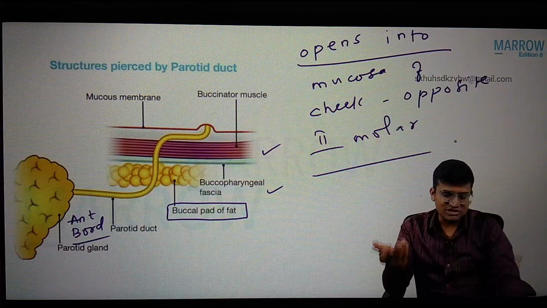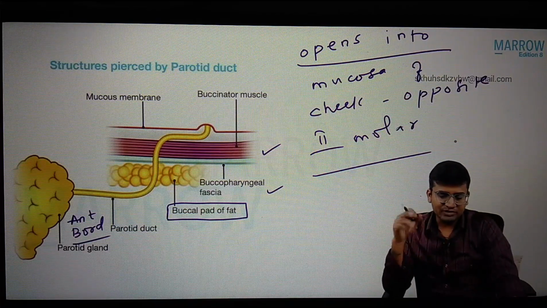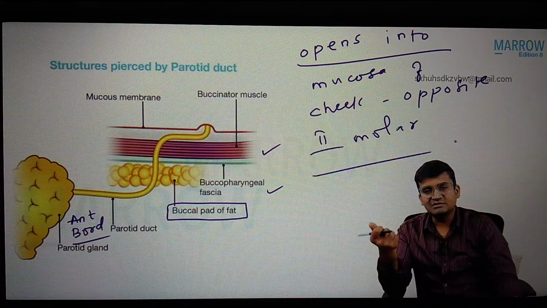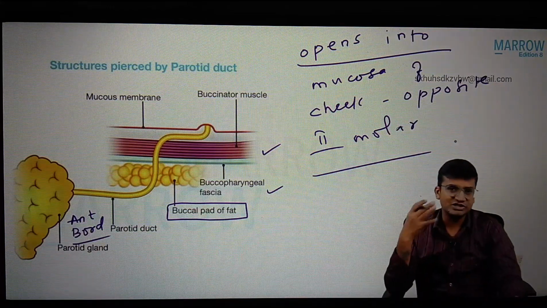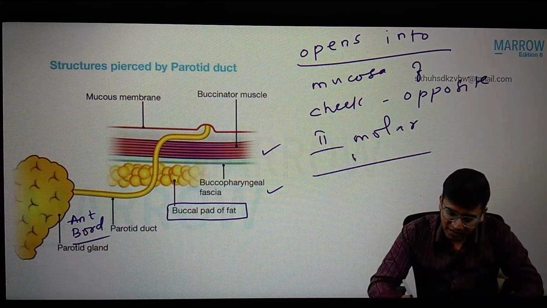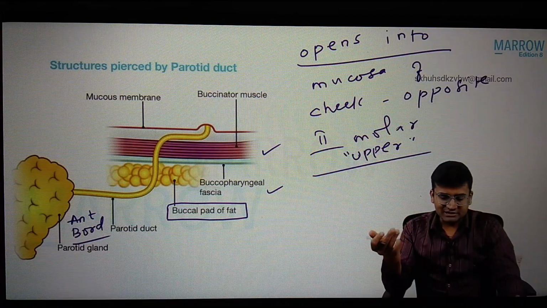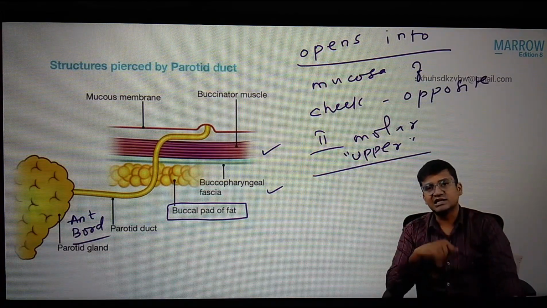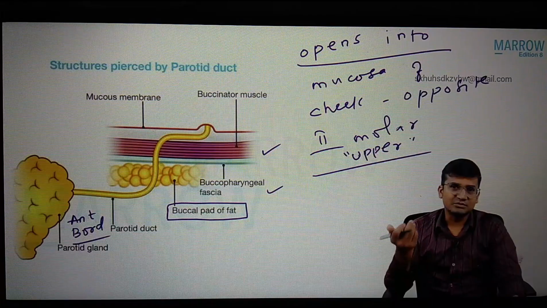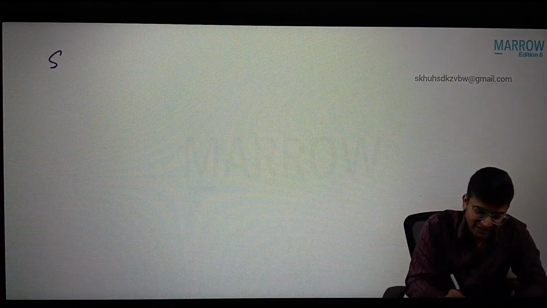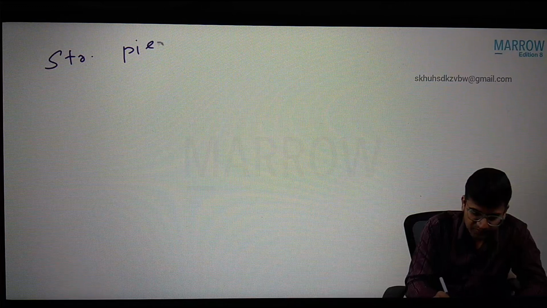Okay. Now what are structures pierced by the parotid duct? Number 1, buccal pad of fat, buccopharyngeal fascia, and the buccinator muscle, and finally it opens into the mucosa of the cheek opposite to the upper second molar tooth. Right. Now, buccinator is pierced by Stenson's duct. Now, what are the other structures piercing the buccinator muscle?